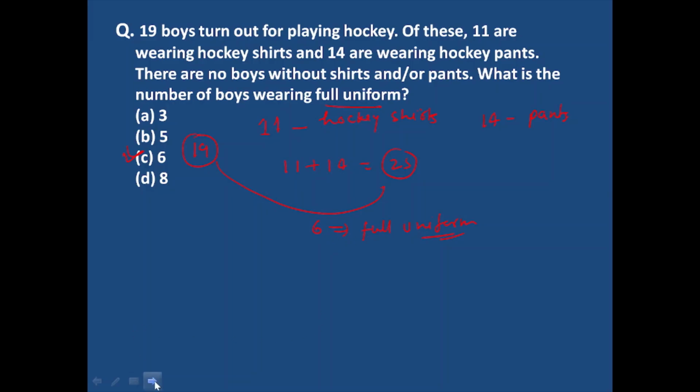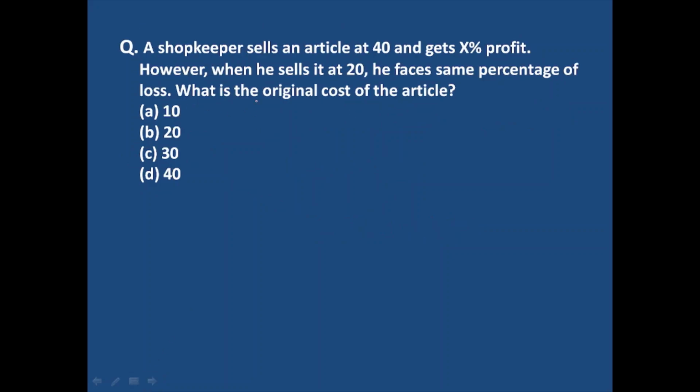Okay. Now the next question. A shopkeeper sells an article at 40 rupees and gets X% profit. However, when he sells it at 20, he faces the same percentage of loss. What is the original cost of the article? So we have to find out the CP, the cost price of the article. Now there are two SPs.